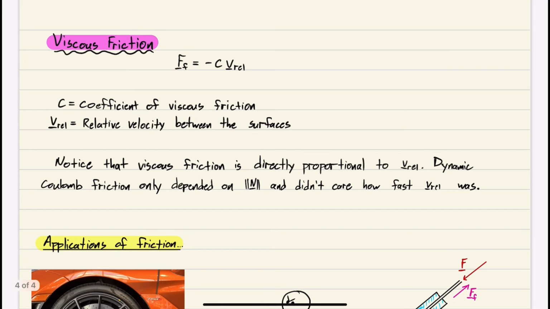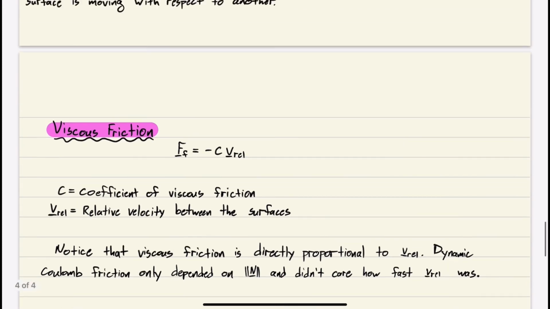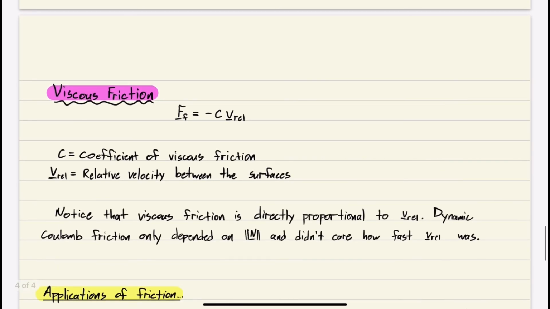What did I say here? Notice that the viscous friction is directly proportional to VREL. Yeah, okay, I said that. Dynamic was only dependent on the magnitude of N. Yeah, okay. And this is just an equation. That's it. It's just a force. And we're going to do examples with both of these, viscous and Coulomb friction, to become comfortable with it. I'm just introducing the topic now in this video.